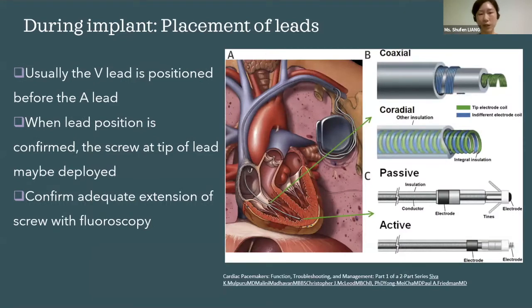And so during implant, usually we position the RV lead before the atrial lead. And when the lead position is okay, the screw at the tip will be deployed. And usually we would want to have 2 screws out. And different manufacturers actually have a certain number of turns that fully deploys the screw. So you shouldn't overextend or underextend.